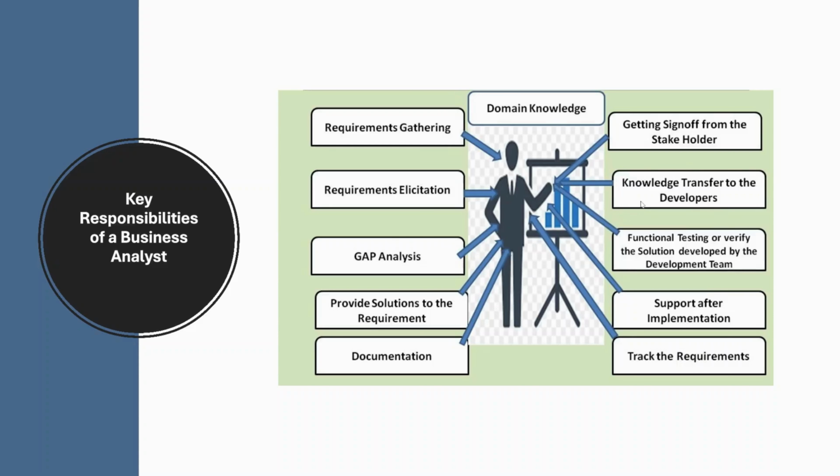Post that, the development team develops the requirement. The business analyst has to do the functional testing, where they verify the solution being developed by the development team, like, is it meeting the requirement which has been gathered from the stakeholder or client? Then once the development and functional testing are completed, it goes to QA. Then QA releases it to a release manager, and the release manager releases it to a client.